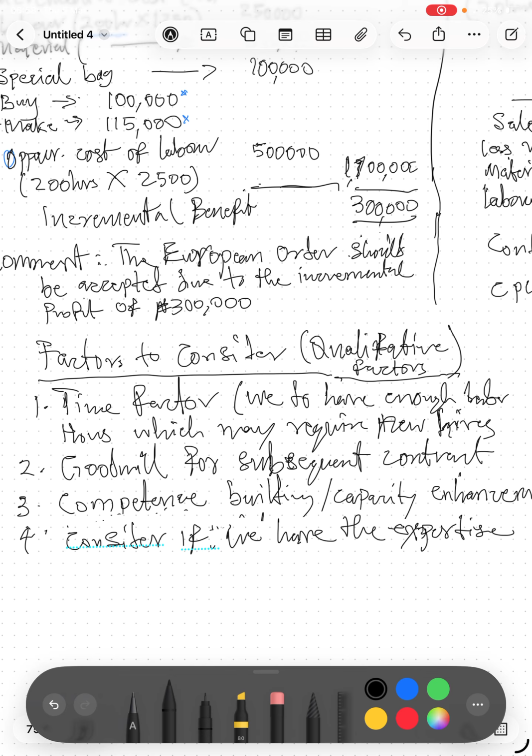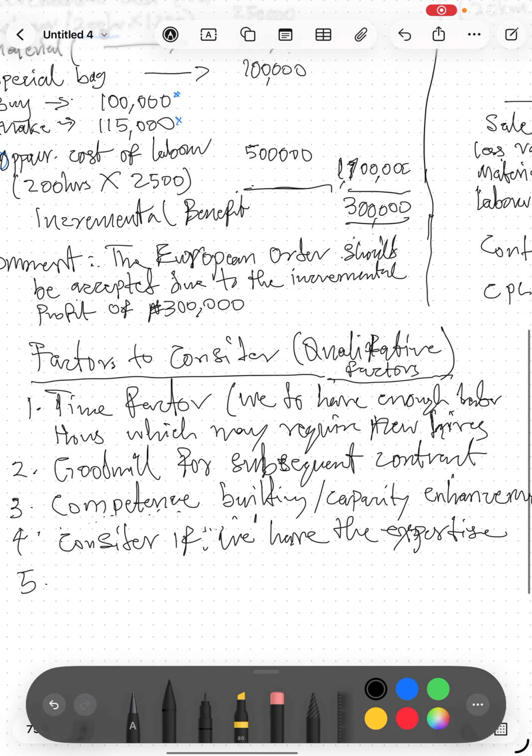Also, what else again can we consider? Several things can be mentioned. People may not be writing the same thing, but you can pull some out from the way the question is. So we can say we'll consider availability of the material to produce the special bag, or availability of the special bag in the market, because we say we are going to buy it.